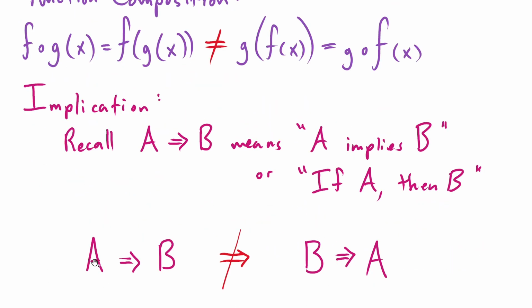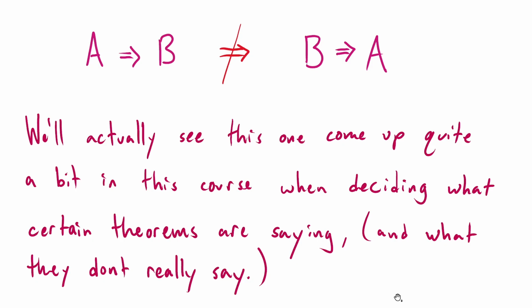The statement, if it's raining, then I wear my boots, is quite a bit different from, if I wear my boots, then it's raining, which would make me some kind of rain wizard. That's a silly example, but this is going to show up a lot when we discuss theorems in this class and how to use them. We'll have a set of premises, the if part, and we'll have a set of conclusions. It's very important to keep those straight. We're going to want to know when we study theorems in this class what they say, and also what they don't really say.